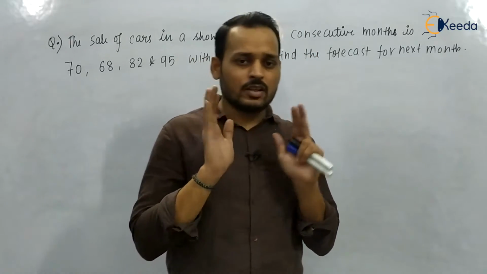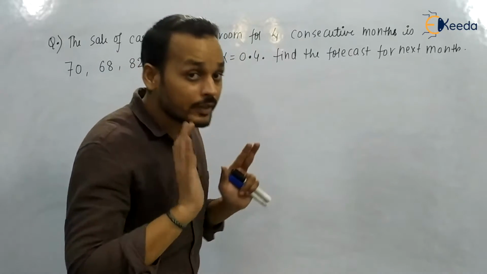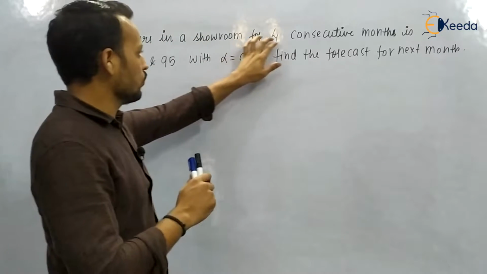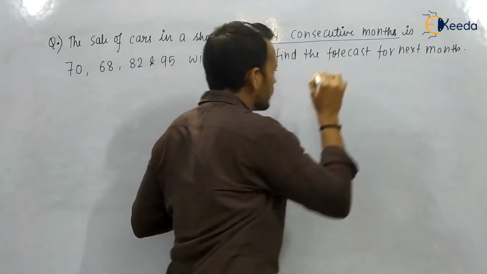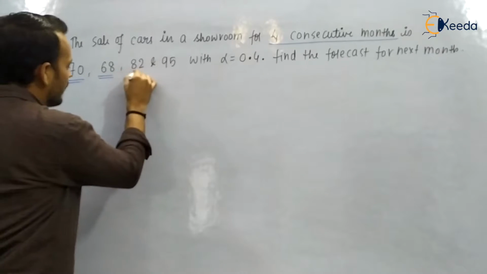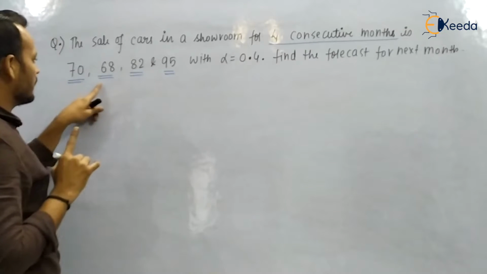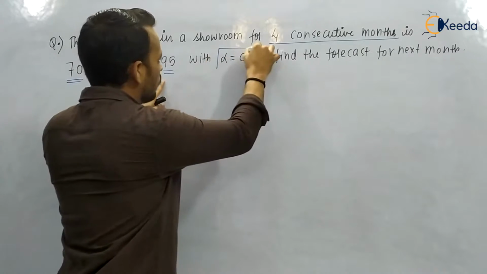Students get confused about how to solve it, so I have taken this question. We will read the question first. It says the sale of cars in a showroom for 4 consecutive months is 70, 68, 82 and 95. So the first month it is 70, then the second month, third month and fourth month, with alpha equal to 0.4.